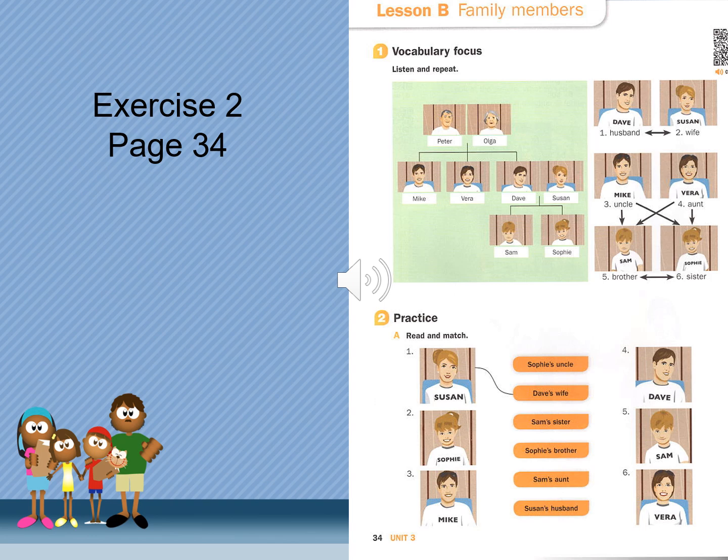Exercise 2A. You're going to read and then you're going to match. For instance, there's a picture of Susan. Who is Susan? Well, I look up in exercise 1 and I find she is the wife of what? She's Dave's wife. So I draw a line between Susan and Dave's wife. Sophie. Look up in one and you find Sophie. What is Sophie? Look, there it shows who's Sophie. What about Mike?